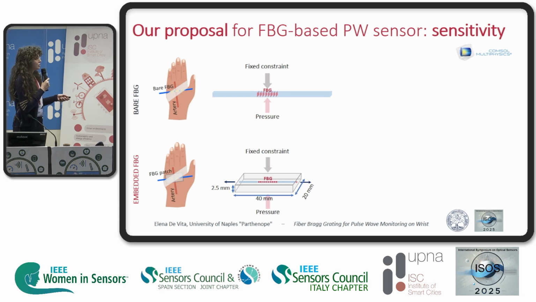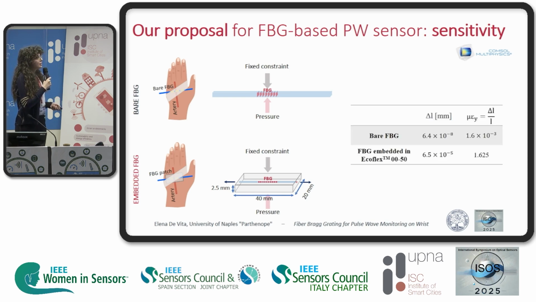A fixed constraint simulates the elastic band, and this pressure corresponds to 120 millimeters of mercury. And the results demonstrated that if we embed the FBG in the silicone, in the specific silicone that we used for fabricating the patch, the pressure sensitivity improves in terms of elongation and microstrain.